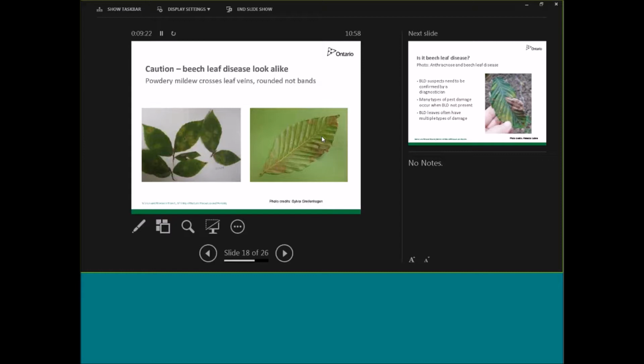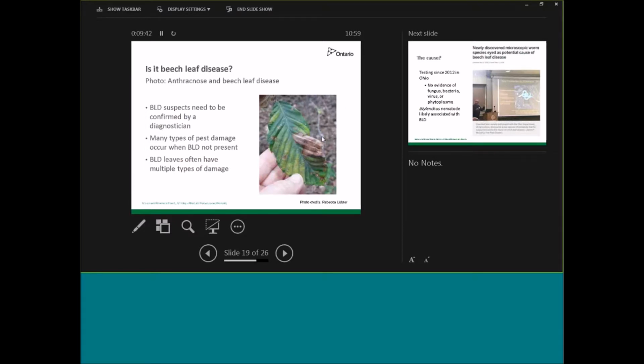The other look-alike that we've found in the lab is powdery mildew. The difference here is that powdery mildew tends to occur in more of a circular patch that will cross over the leaf veins. So that's one easy way to distinguish between those. And then we've also seen anthracnose on the beech leaves, the dark brown patches on the leaf.